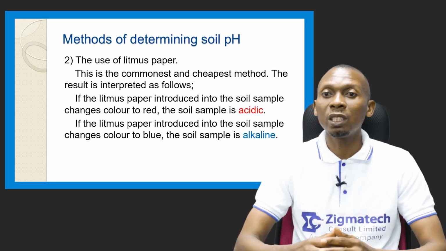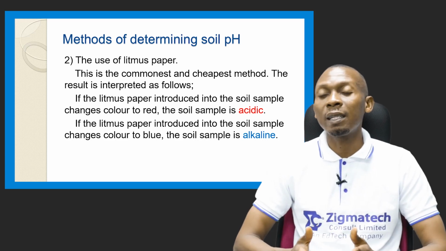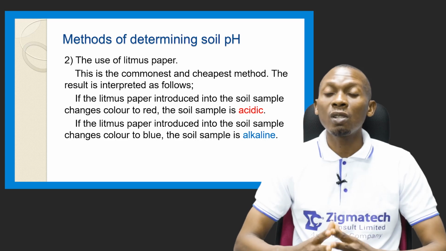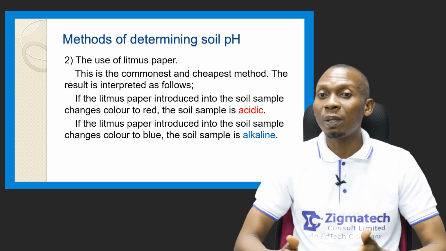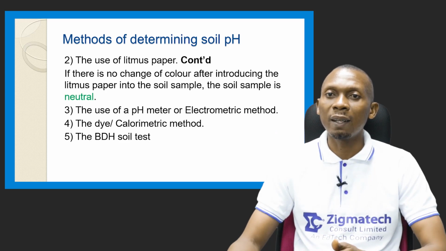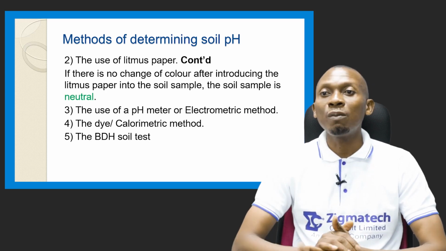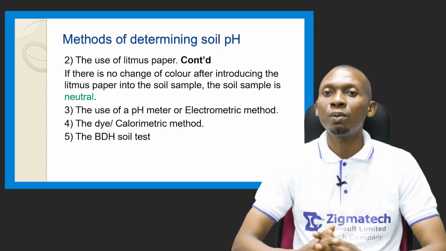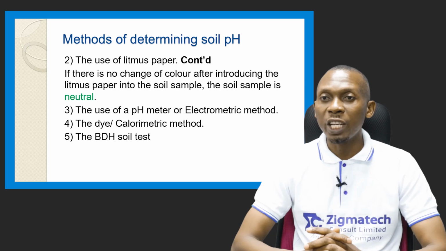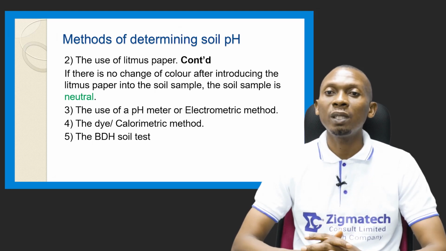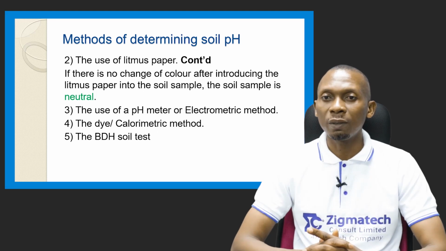If the litmus paper, after being introduced into the soil sample, changes color to red, we can say that such sample is acidic. If it's introduced into a soil sample and the litmus paper changes to blue, we can say that such soil sample is alkaline. And if the litmus paper doesn't change color, we can say that such soil sample is neutral.